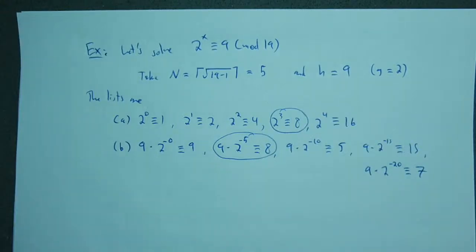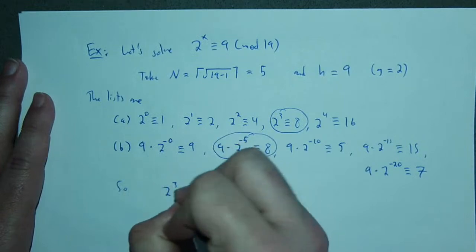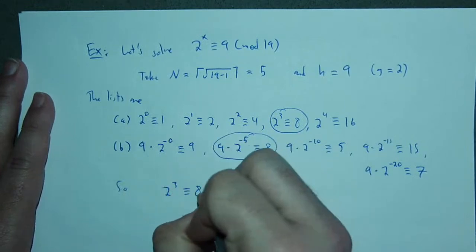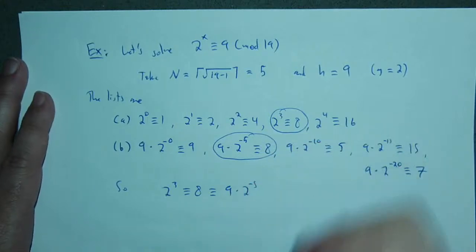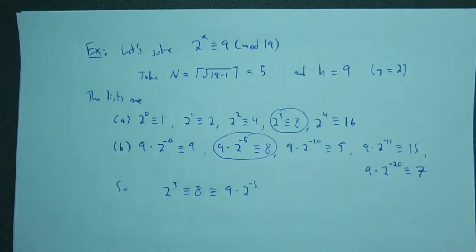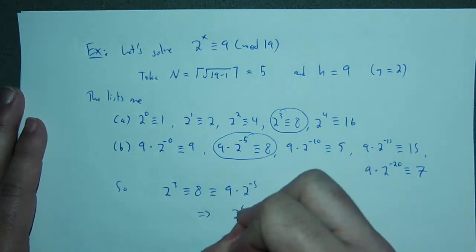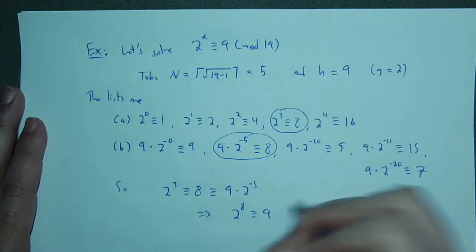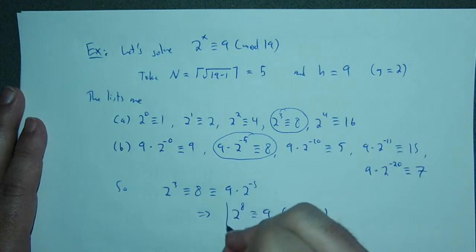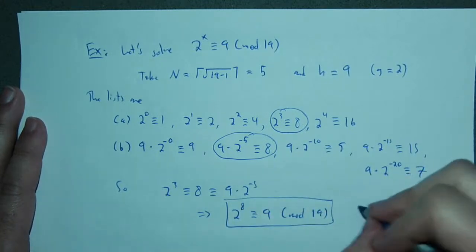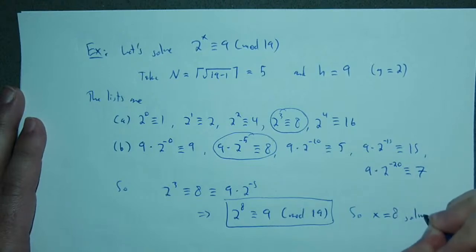There they are. So 2 cubed is congruent to 8, which is congruent to 9 times 2 to the minus 5. What this means is that 2 to the 8 is congruent to 9 mod 19. So x equals 8 solves our discrete log problem.